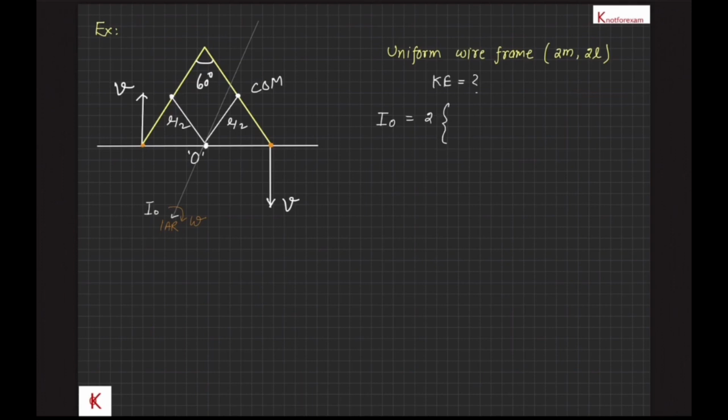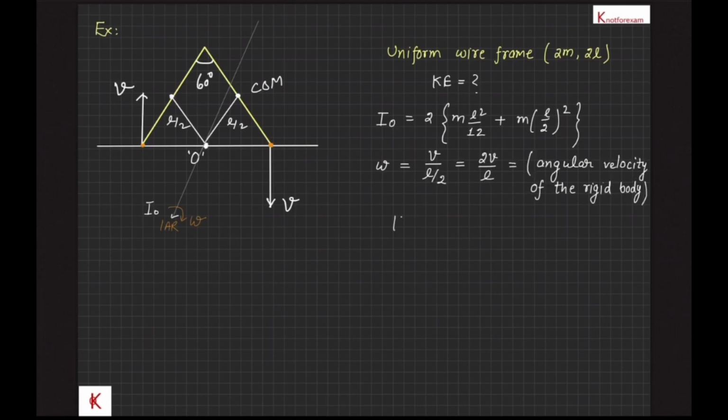Instantaneous axis of rotation can be found easily, which is the point O. With respect to the axis passing through it, the moment of inertia about the instantaneous axis of rotation will be twice of (ml square by 12 plus m l by 2 square), and omega is equal to V upon L by 2, that is 2V upon L, which is the angular velocity of the rigid body. Therefore total kinetic energy, that is kinetic energy of pure rotation about the instantaneous axis of rotation, will be half I naught omega square.